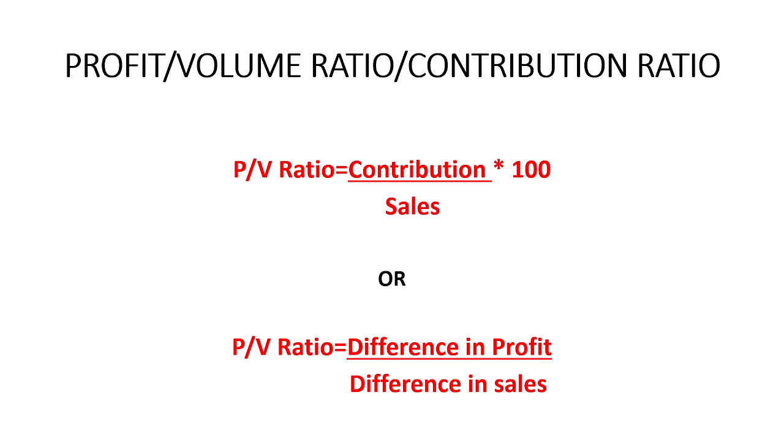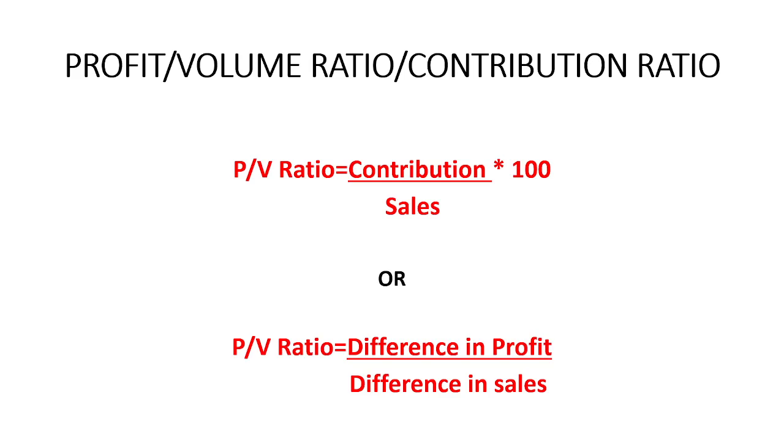So this is the situation where in the question they will be giving you the information about two time periods. So it may be 2 years, 2 months, 2 quarters, etc. So information of two periods will be given. Then only the second formula can be used, because then only we will be able to see the difference. Then only we will be able to calculate the change. So change in profit, that is difference in profit upon difference in sales.